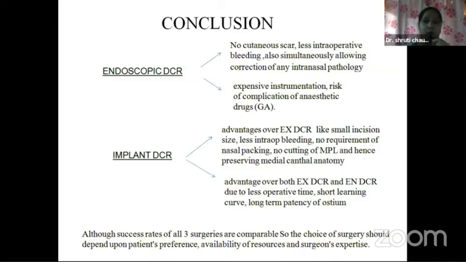also simultaneously allowing the correction of any intranasal pathology, but it has some disadvantages like expensive instrumentation and risk of complications of anesthetic drugs, whereas the implant DCR has an advantage over both external and endoscopic DCR due to less postoperative time, short learning curve, and long-term patency of the ostium. It also has advantages over external DCR like small incision size, less intraoperative bleeding, no requirement of nasal packing, and no cutting of MPL. So my take-home message is, although success rates of all the surgeries are comparable, the choice of surgery should depend upon patient preferences, availability of resources, and surgeon expertise.